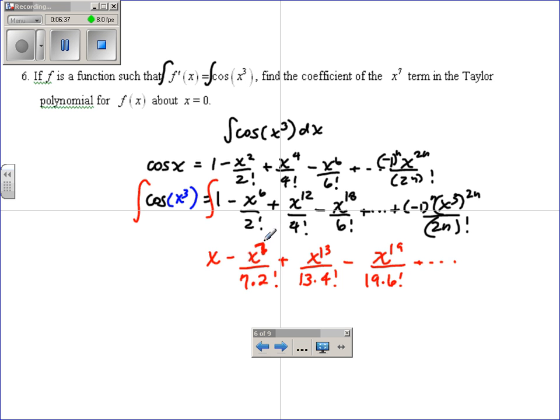So look, here's x to the 7th. And so the coefficient in front of x to the 7th will be negative 1 over 7 times 2 factorial, which is negative 1 over 14. This was a really tricky problem. You just got to be creative.